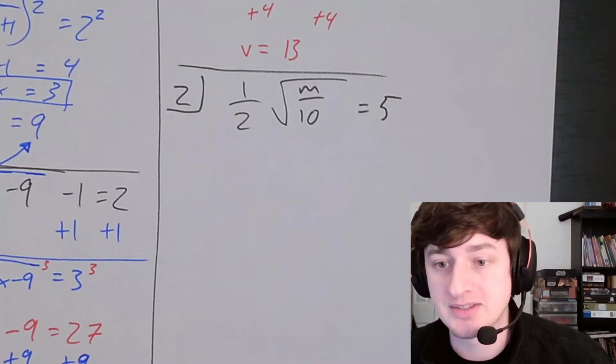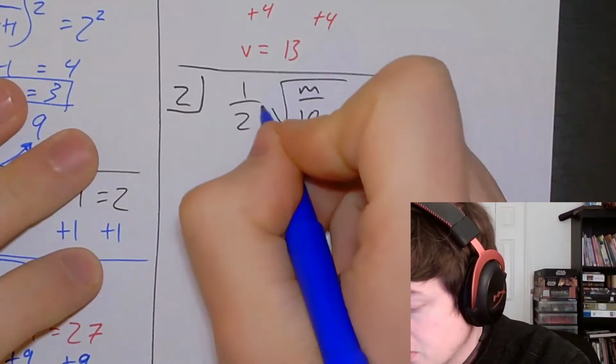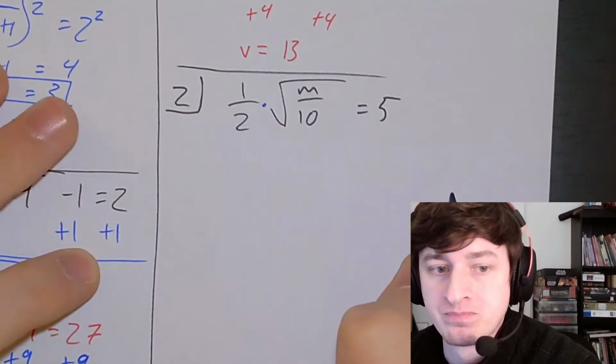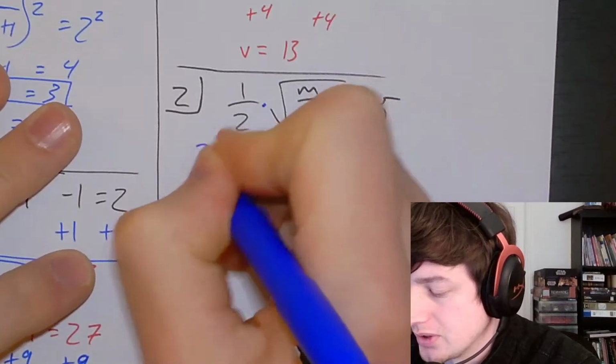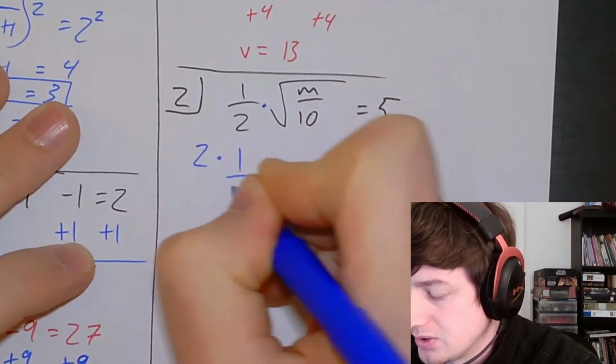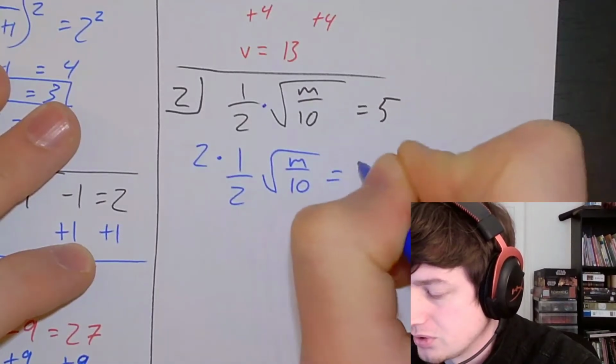So for this, there's 2 ways to think about this. This is 1/2 times the square root, or because we have a half, we're dividing. So the way that I would do this is I would just multiply both sides by 2 to get rid of the half. I'm not going to work out the whole thing. I'm just showing you this first step.